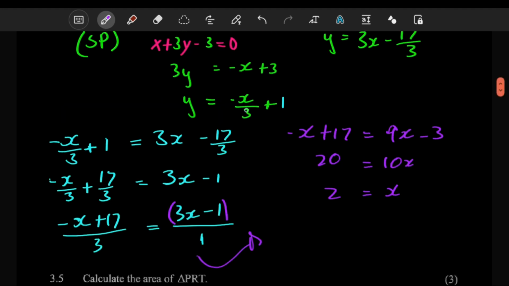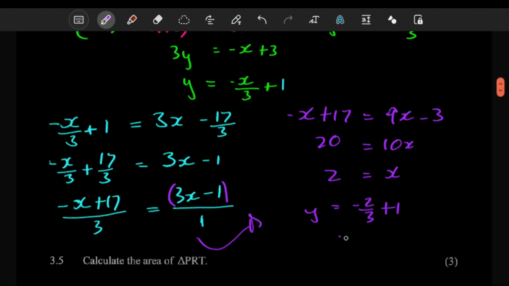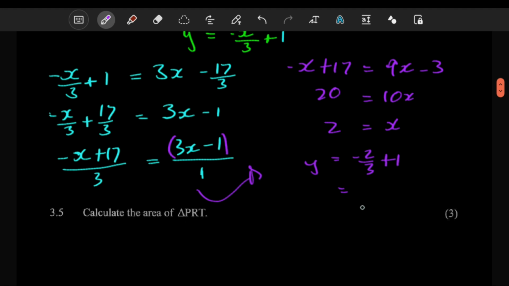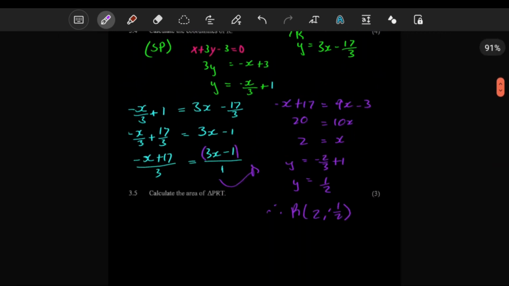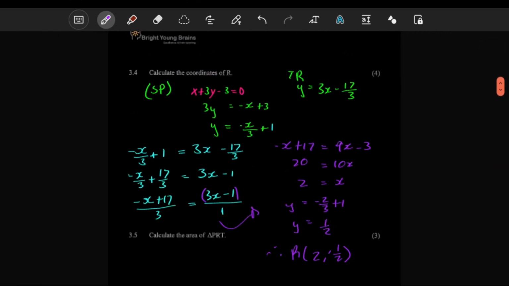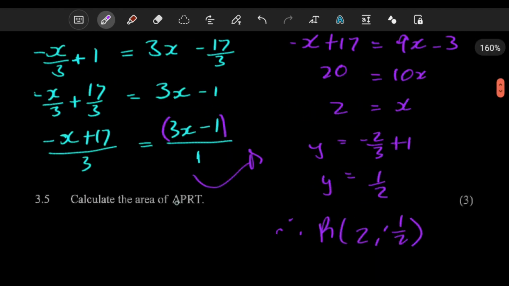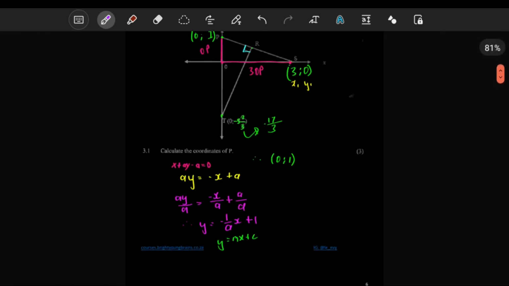To get the y, we can just throw it into any of these equations. So let's see here. Y is equal to negative 2 over 3 plus 1. This is going to give you a positive a third, because that is how mathematics works. So here we can say, therefore, R: the x value we found to be 2, the y value we found to be a third. That is great. That question wasn't so bad, to be honest. Here they want the area of PRT. Where is PRT?